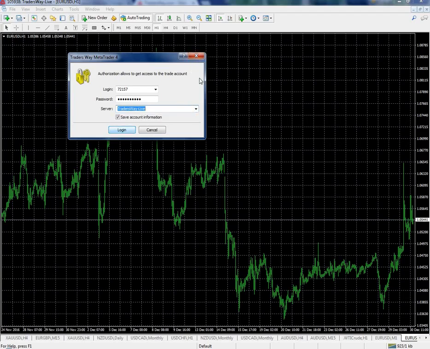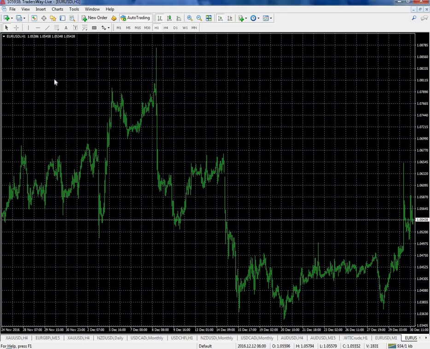Once you have logged in, you'll know you're logged in because on the right hand side you should see this. If you're not logged in, it'll probably say no connection or unauthorized user or something like that. But when you're connected, it'll show something like this on the bottom right hand corner.